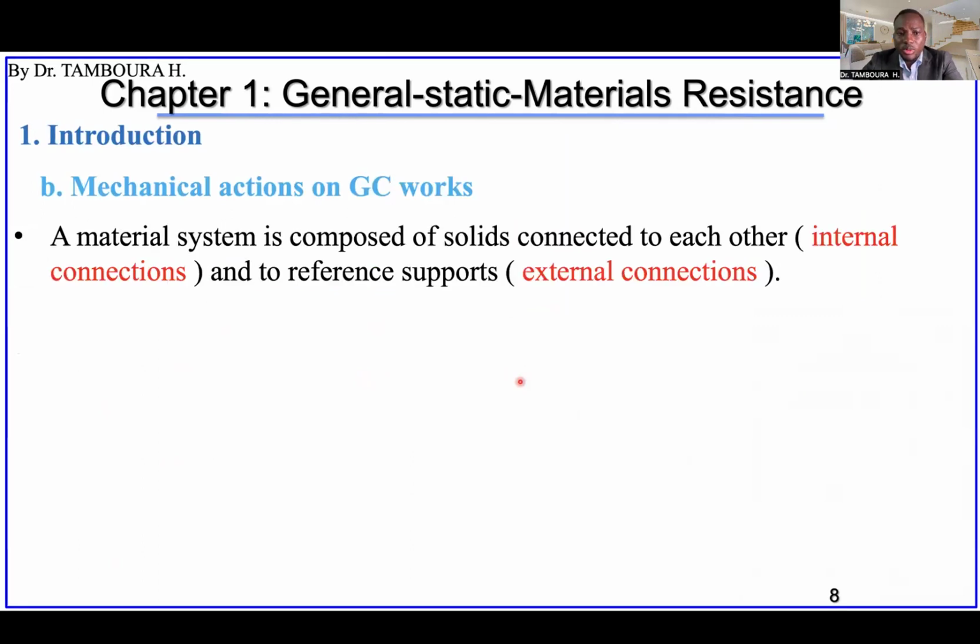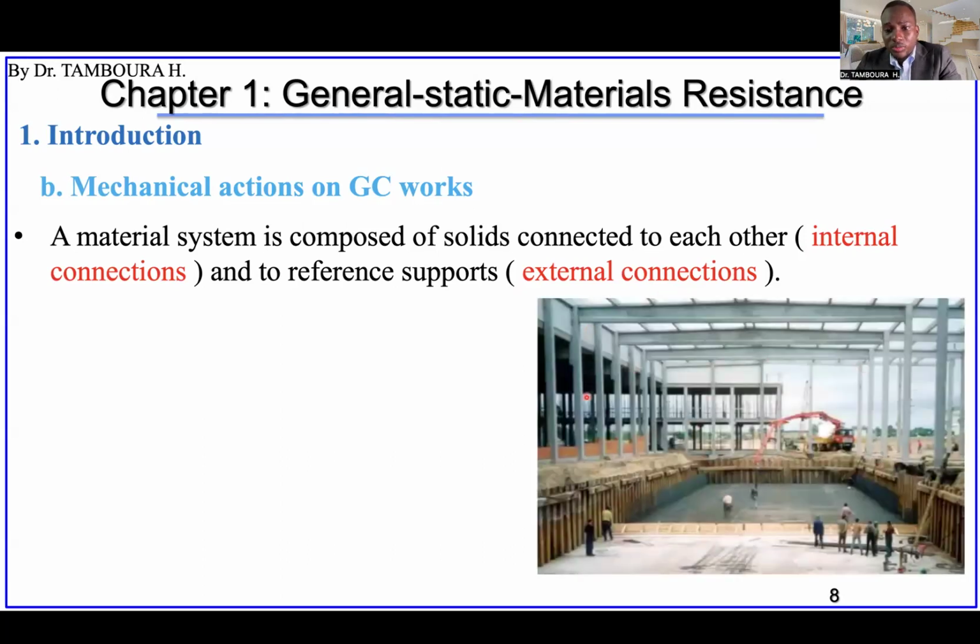If we take, for example, any material system composed of solids connected to each other, the connection between them will be an internal connection, but the support, the reference support, is considered an external connection. So the building or any structure has elements connected to each other, but also connected to the soil. Okay, if we take this, for example, we have a lot of steel bars that are connected to each other.